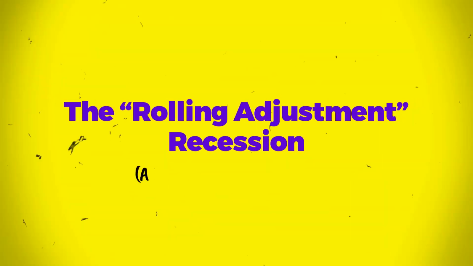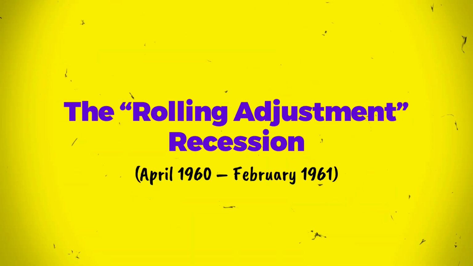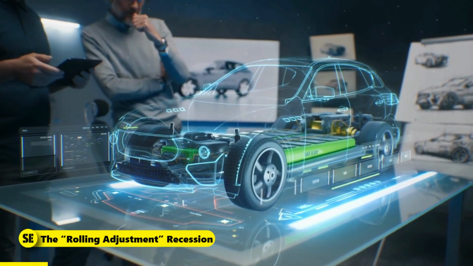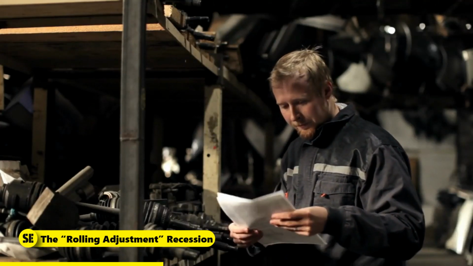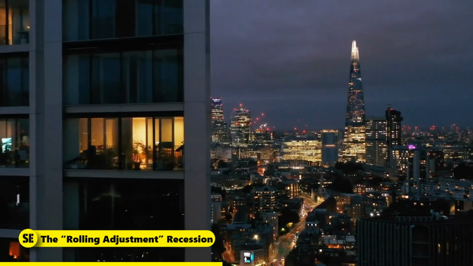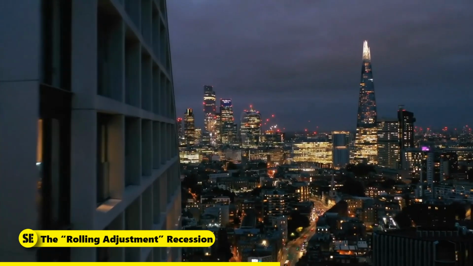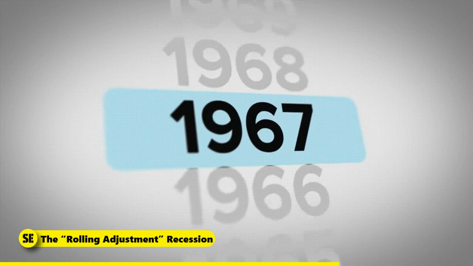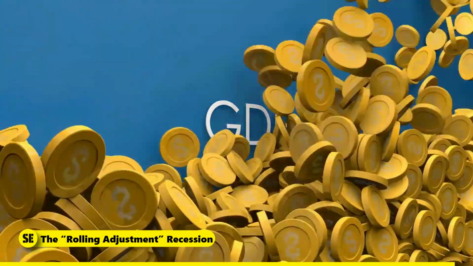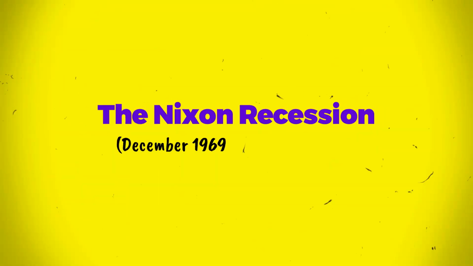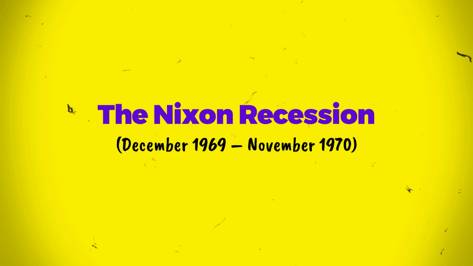The Rolling Adjustment Recession, April 1960 to February 1961. The Rolling Adjustment Recession in the automotive industry caused a decline in domestic auto sales and production. However, the economy rebounded with a remarkable 9-year expansion from 1961 to 1969, doubling cumulative GDP and achieving over 90% growth.